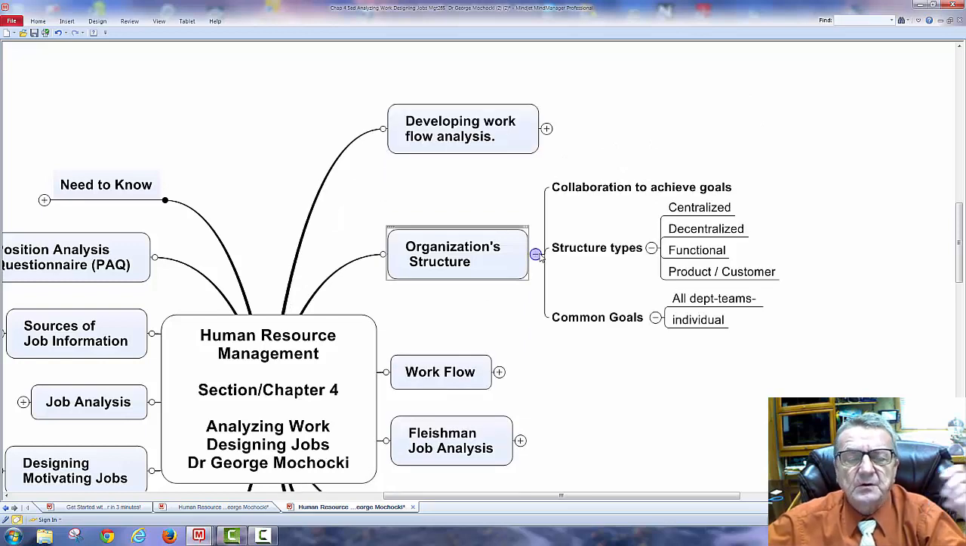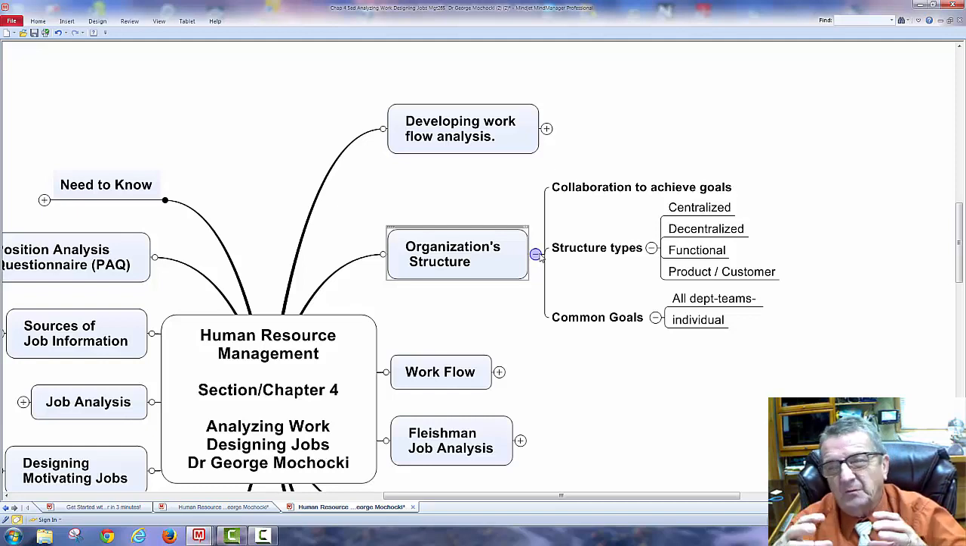The next one is organizational structure. Collaboration to achieve goals. Most organizations, as we talked about before in other classes in management and business, are very centralized. They are centralized for the core functions, the marketing, the finance, the accounting, all are centralized. But whenever they're dealing with customers, they're basically decentralized or in a flatter type of organization. Smaller organizations starting off are more decentralized and become more centralized over time.